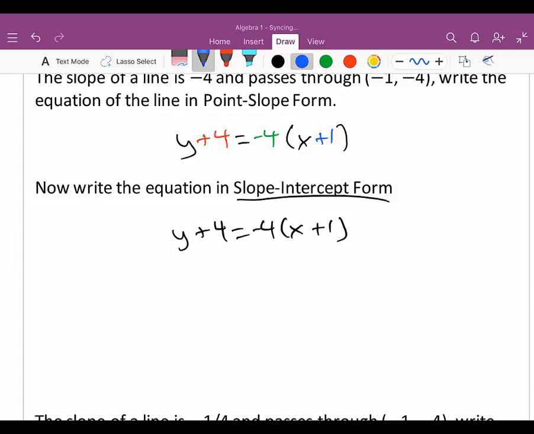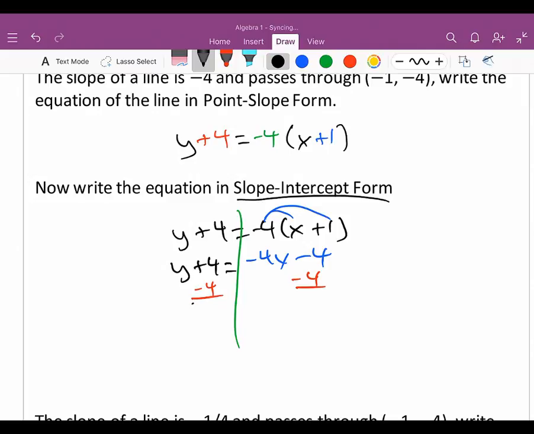I've got to distribute first. Distribute negative 4 to x: negative 4x. Negative 4 times 1, minus 4. Y plus 4, bringing it down. Alright, and then cancel, because you got to solve for y, so y has to be by itself. So I'm going to subtract 4 from both sides. That cancels. Y equals negative 4x. Negative 4 minus 4 would be negative 8.